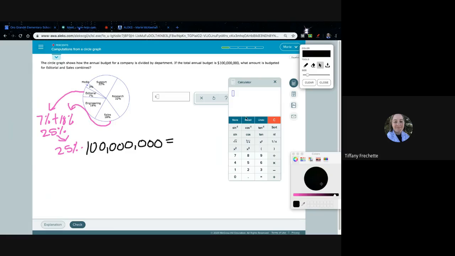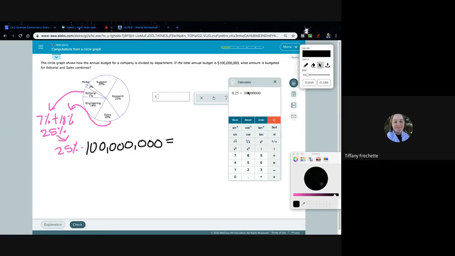So we need to go to our calculator. Remember, we're not going to type in 25%. There's no percent sign. I need to move my decimal two times to the left and get 0.25. And then I'm going to multiply by 100 million.